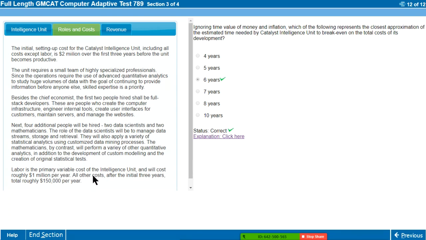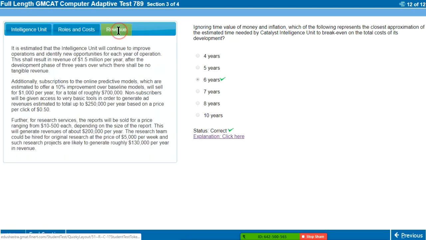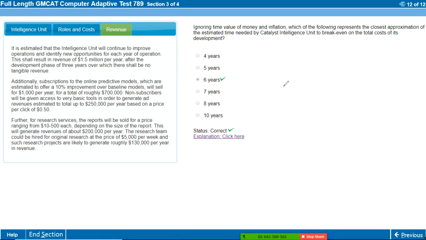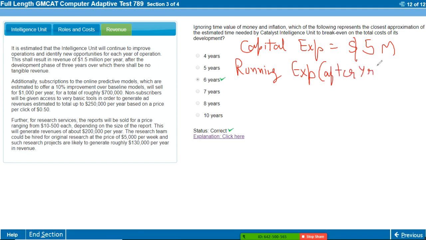So based on that, further, what will be the running cost? The 1 million will also stay, as well as the 150,000 will come in play after the 3 years. So my capital expenditure becomes 5 million and my running expenditure per year after the third year becomes $1.15 million. Now let's understand revenue. So first let's write down till now what we have been able to analyze about the break even and the initial expenditure. So my capital expenditure, that is $5 million, and running expenditure per year after year 3 comes out to $1.15 million.